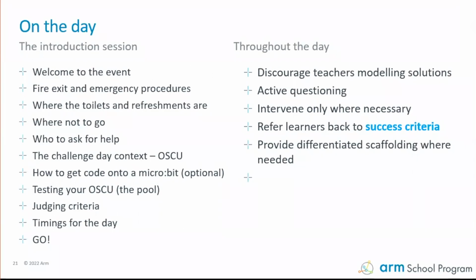So on the day itself, this is really talking about the introduction, which I've already touched on elements of. So where to go, where the toilets are, what not to go to, who to ask for help. It's a good idea to have some way of the volunteers being recognisable. It might just be the fact that they're an adult, but you may also have some sort of branded T-shirt. If this is a Team Arm event, get them to wear a Team Arm T-shirt, something like that, and then they can be going between the teams and interacting with them and helping the students where they may need it.